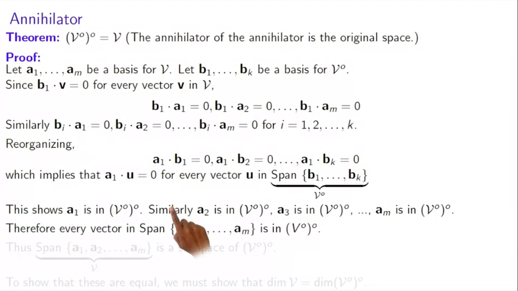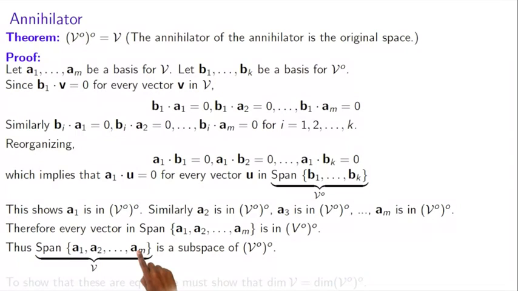Therefore, every vector in the span of A1 through AM is in the annihilator of the annihilator of big V. Thus, the span of A1 through AM is a subspace of the annihilator of the annihilator of big V. But that span is just big V itself. So big V itself is a subspace of the annihilator of the annihilator of big V. We're almost there. We've shown that big V is a subspace of the annihilator of its annihilator. To show it is equal, by the dimension lemma, we only need to show that the dimension of big V equals the dimension of the annihilator of the annihilator.